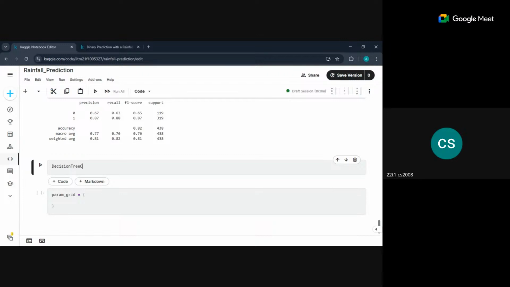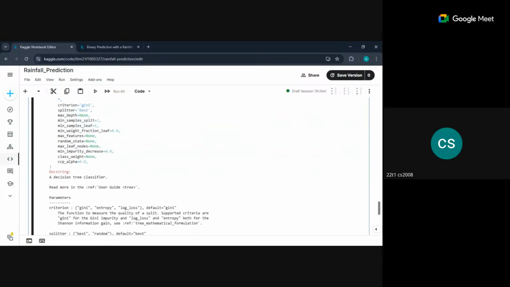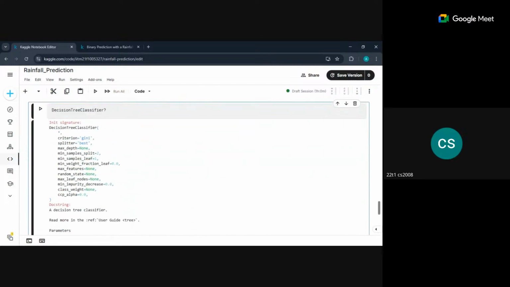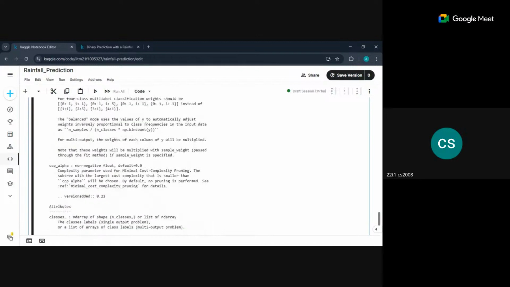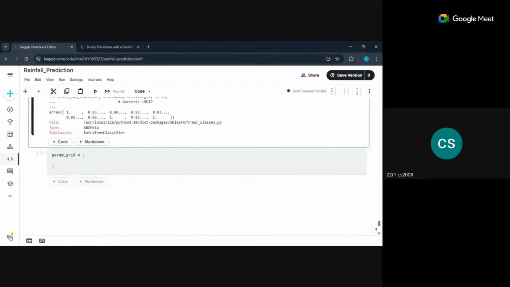Length of the height of the tree. Right. So these are the things that we have. We have criterion, splitter, depth, minimum sample split, and so on. So we'll give a few of them. Let's start with what you suggested. You suggested max depth, right? Max depth.